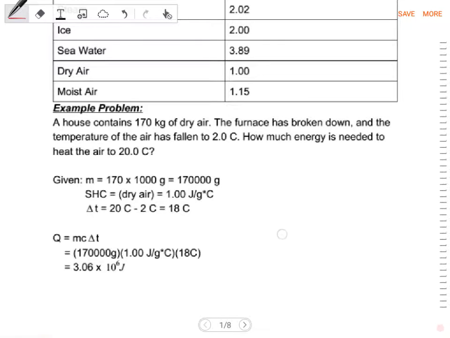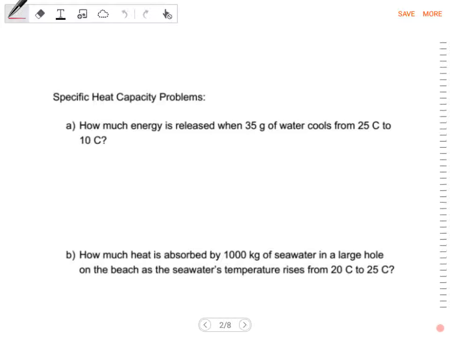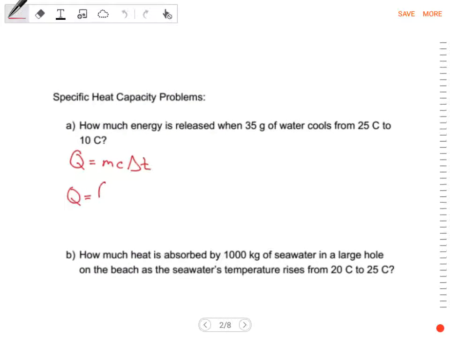So I'm going to go down here. There's an example, which of course you can read on your own. If I go over to page 2, it says, how much energy is released when 35 grams of water cools from 25 degrees to 10 degrees? So what we're going to do is we're going to go Q equals mc delta T. Q equals, now if you remember, mass has got to be in grams, so that's perfect. So we'll go back here and we have 35 grams.